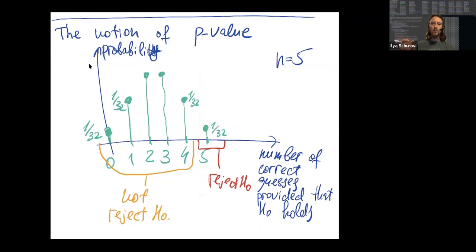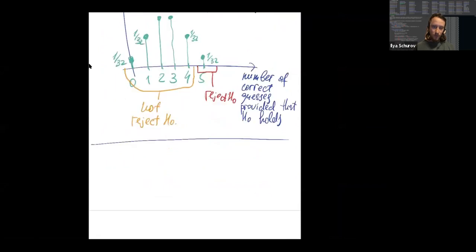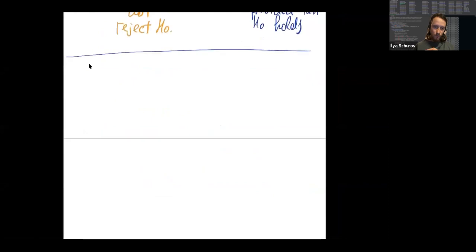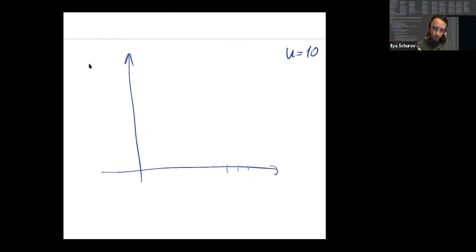I asked you what number of correct guesses is enough for you to claim that this person has paranormal abilities. And in this case, this threshold is here, at number 5. But if I put not n equals 5, but something larger, it is possible that this threshold will cover not only one value, but several values. I mean the following. For example, assume that I have n equals 10. Then I have a picture that is similar to the previous one.